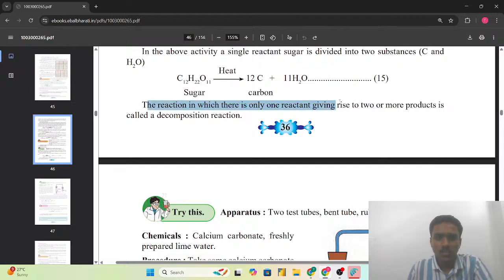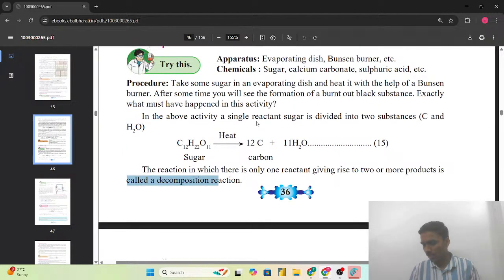This reaction in which there is only one reactant giving rise to two or more products is called a decomposition reaction. What was a combination reaction? When two or more reactants combine to form a single product, combination reaction. When one single reactant leads to the formation of two different products, two different compounds, then that is called the decomposition reaction. Simple.